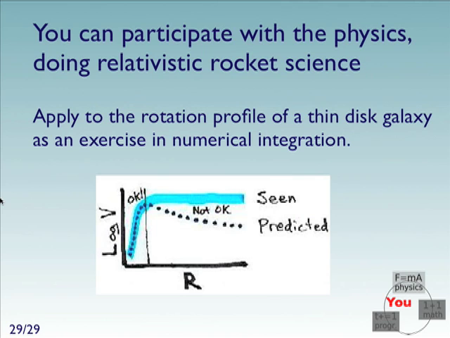And if you're a physicist, you could do relativistic rocket science. Now, this is going to require somebody who's awfully good with numerical integration, because we're talking about not being able to cancel away that mass that everybody is so used to canceling away, and then applying it to a complicated data set like the rotation profile of a galaxy. So that is certainly another way.